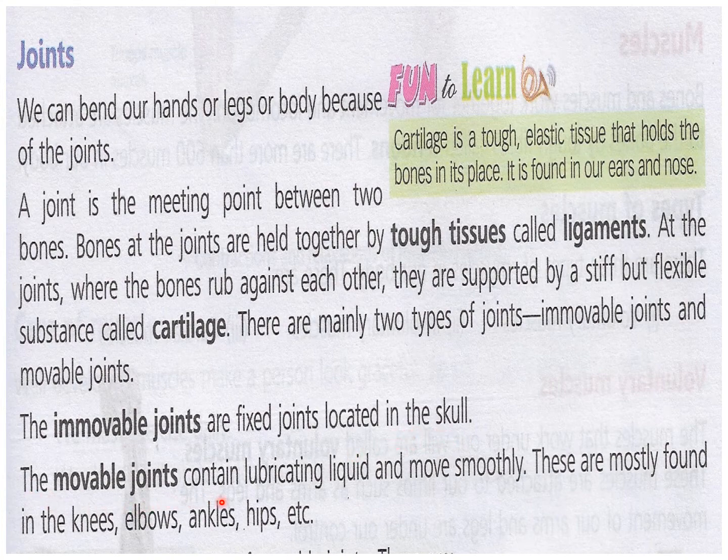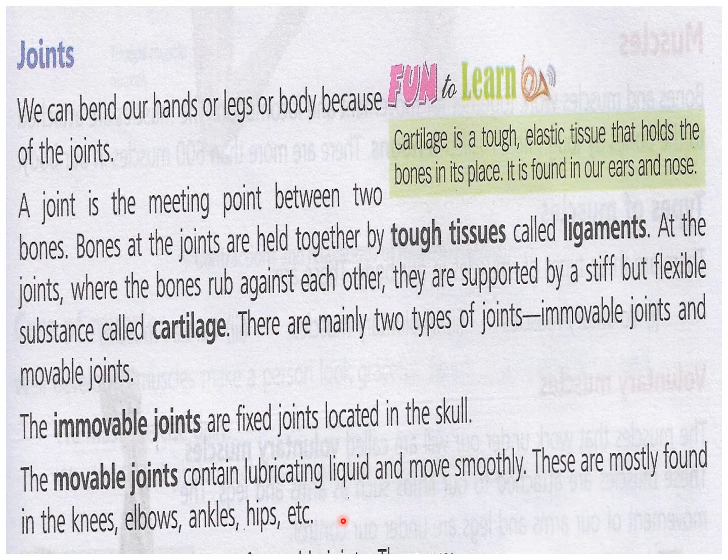The movable joints contain lubricating liquid and move smoothly. As you must have seen on your cycle or everywhere, there is a lot of black grease put where your cycle chain is so that it can move smoothly. In the same way, there is lubricating liquid. Engine oil is also a kind of lubricating liquid which is put in our scooters and cars to lubricate the machinery so that it runs smoothly. In the same way, our joints have lubricating liquid. These are mostly found in the knees, elbows, ankle, hips, etc.